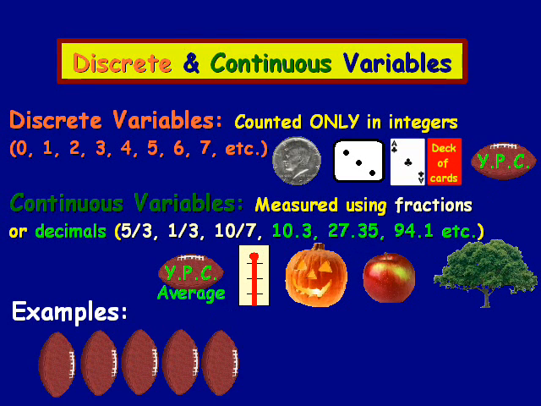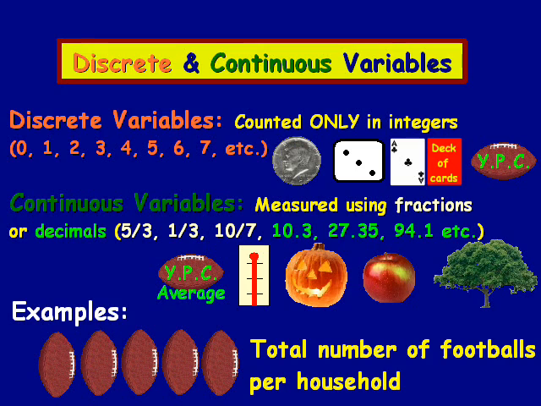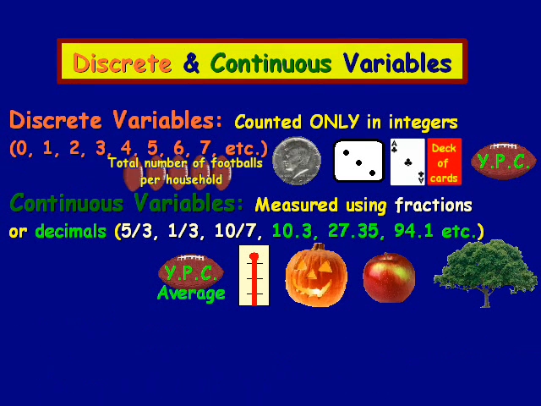Now, let's say we were taking a survey and we wanted to know how many footballs somebody had in their household. We could get 0, 1, 2, 3, 4, 5, 10, 20. That would make it a discrete variable because it would cover only whole numbers. You can't have half a football. Well, I guess you could cut one up, but it wouldn't work for a survey.